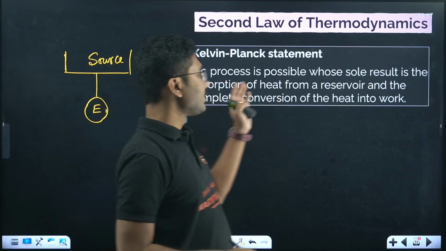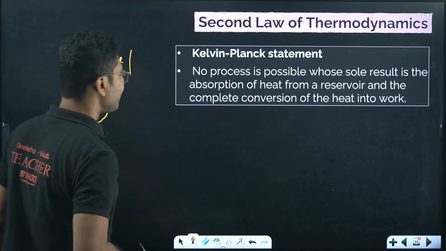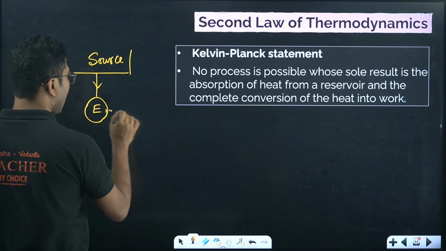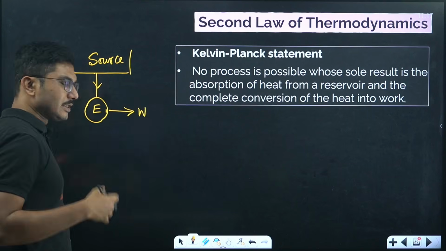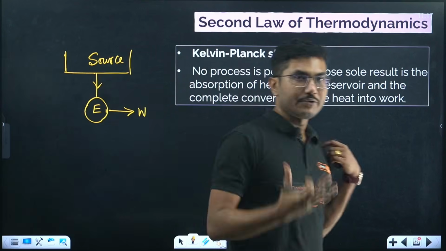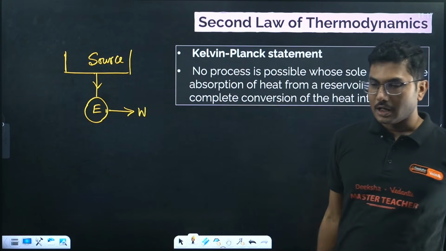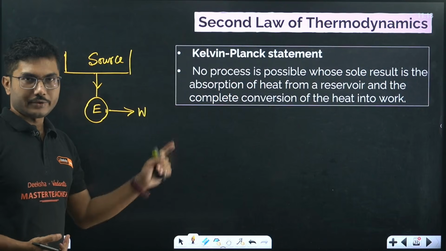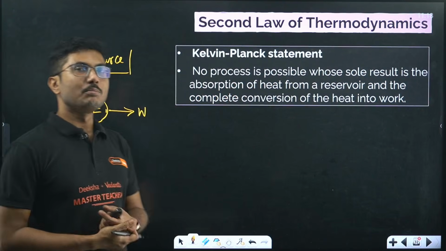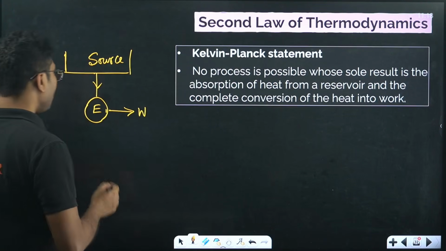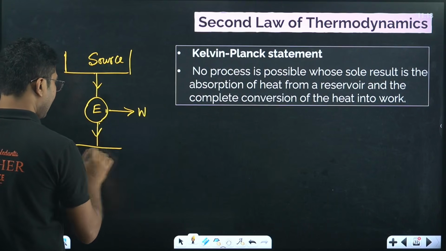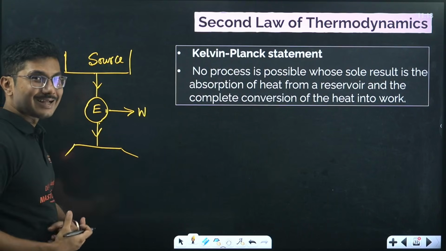No process is possible whose sole result is the absorption of heat. So it is absorbing the heat from the source and doing some work. What is the meaning of that? The pizza is absorbing the heat and converting from dough to pizza. That is the process, but it says that it is impossible to do only that. So it will emit heat whenever it is taking some heat.